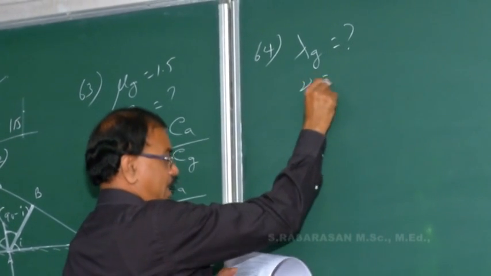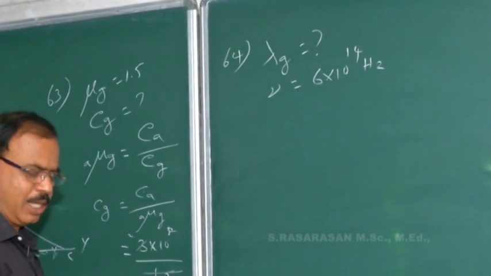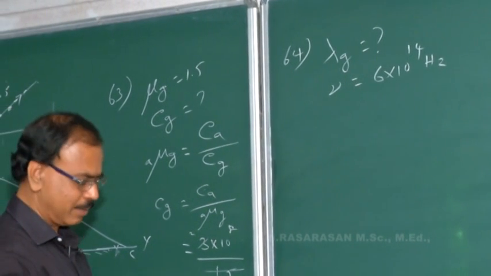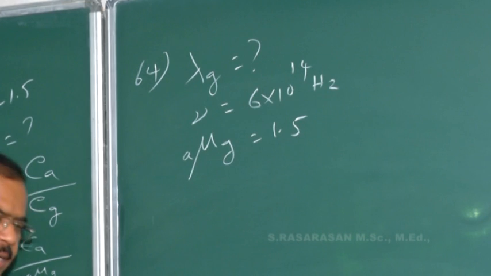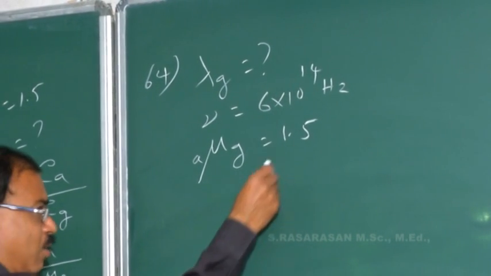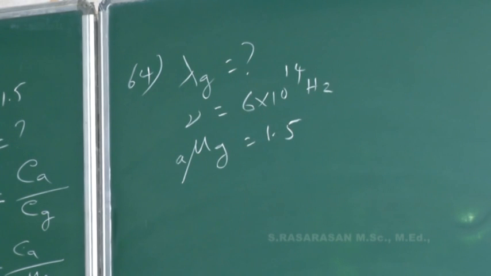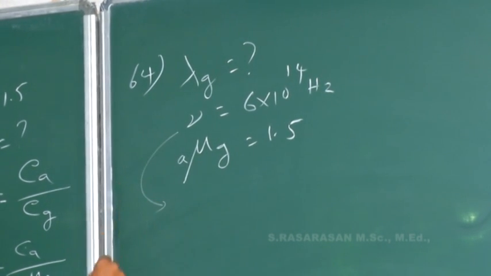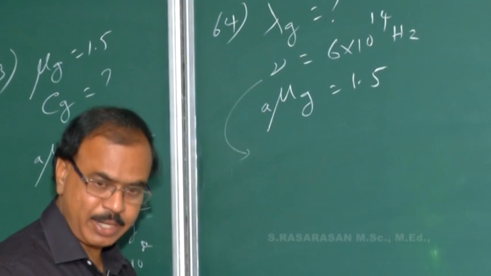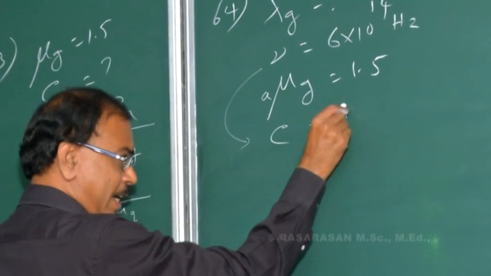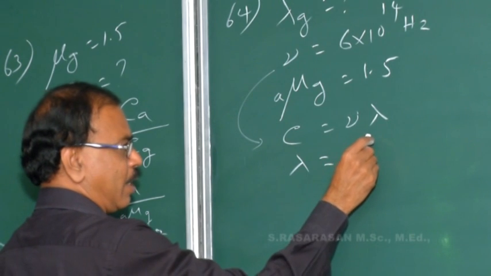If the frequency is 6 × 10¹⁴ hertz, meaning that is the frequency of the light, the same in glass and in air. And the refractive index of glass is given, 1.5, again with respect to air, implied. It need not be stated; it means the light comes from air. 1.5 can be written as 3/2. So how to approach this problem? Using this frequency we can get lambda in air. Light is a wave. For any electromagnetic wave, any wave, mechanical wave also, C equals nu lambda. So lambda is equal to C by nu.